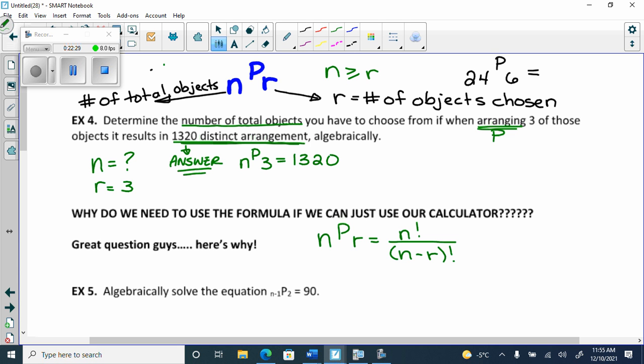So I'm going to go n factorial over n minus 3 factorial. The n stays an n, the r stays a 3, right? I'm just literally filling it into the formula. Does everyone understand what I just did? And it equals 1,320.